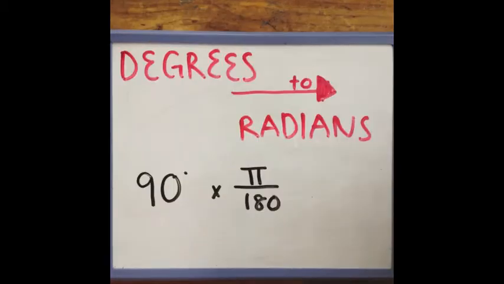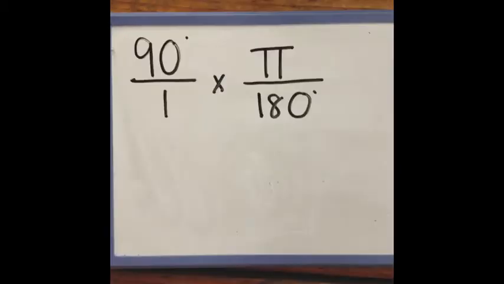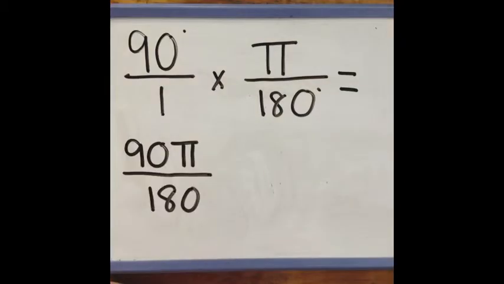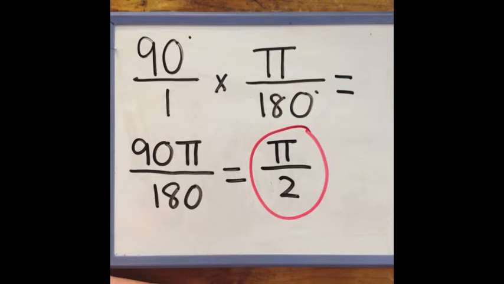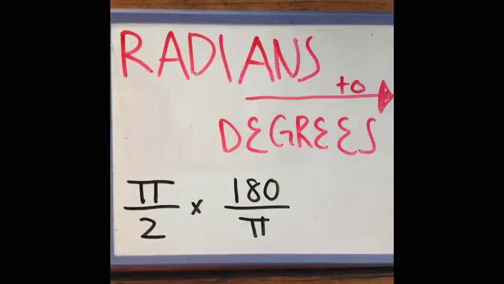In order to change degrees to radians, you have to multiply by pi over 180. 90 times pi over 1 times 180 will give you 90 pi over 180, which can simplify to be pi over 2. You also have to know to change radians to degrees.